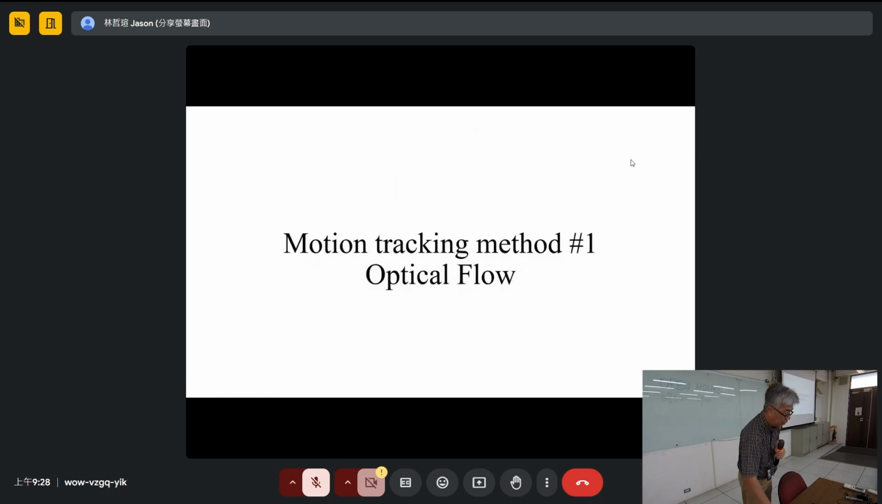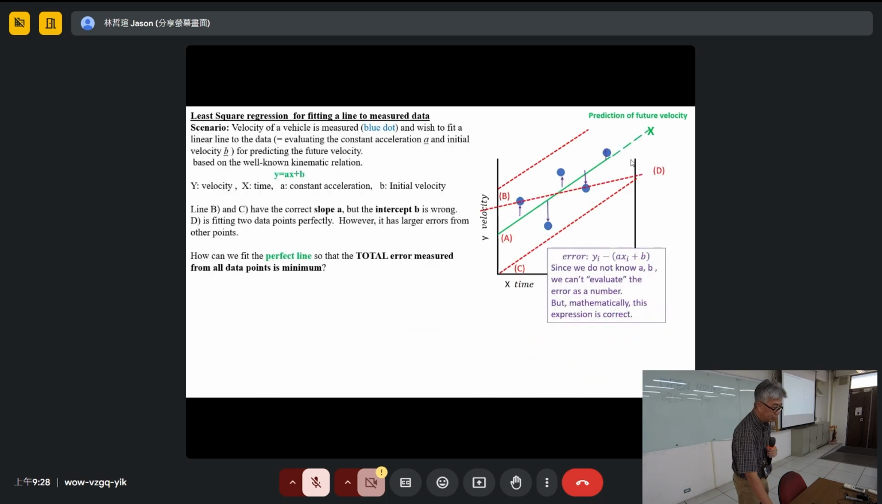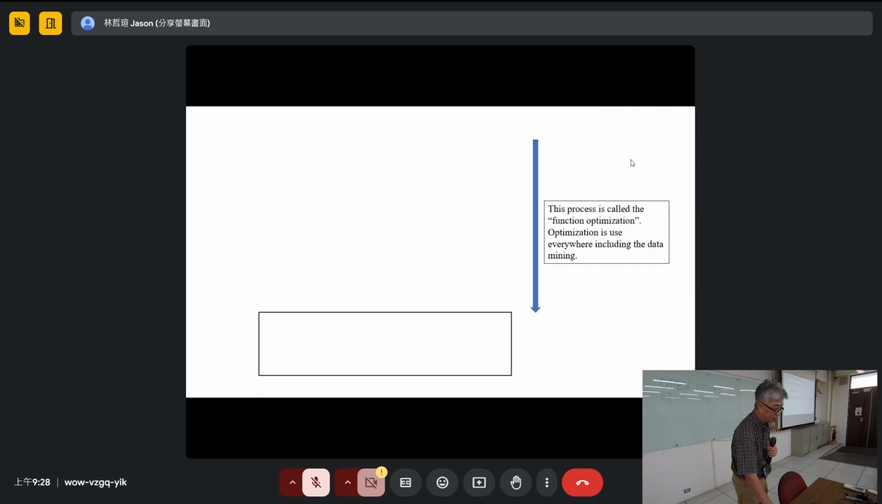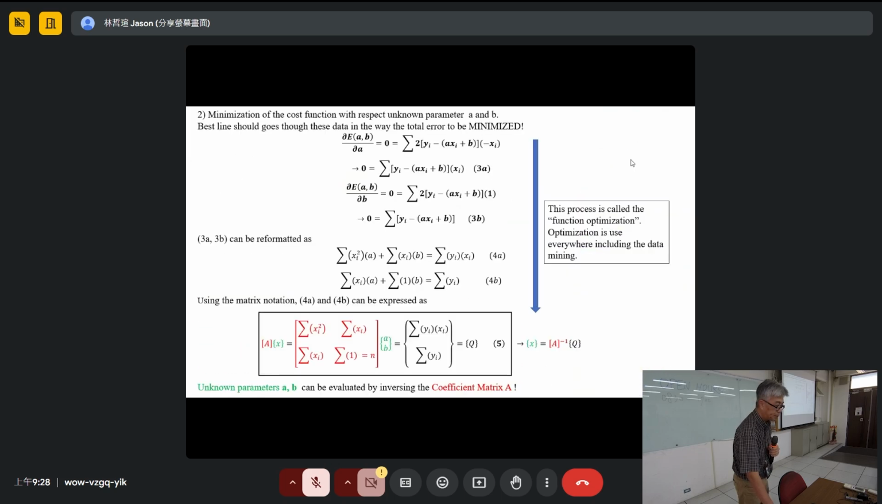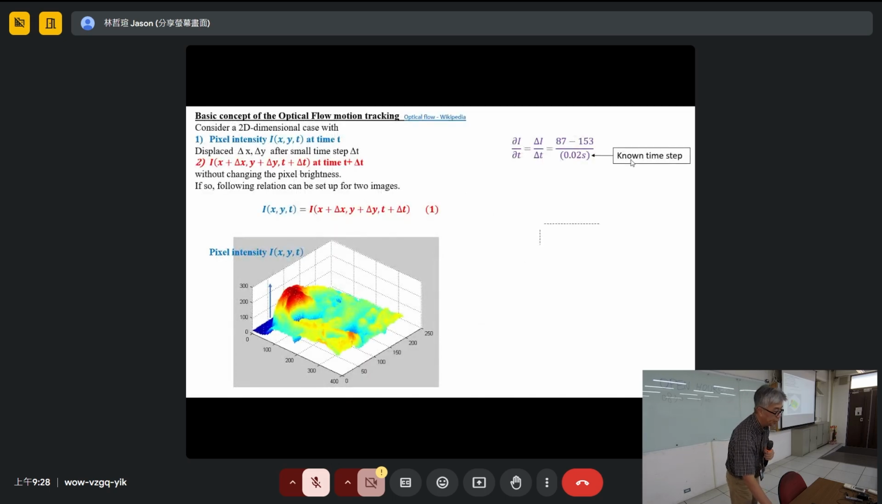So today I'm going to talk about 3 kinds of image tracking algorithm. The first one is called optical flow. The basic idea of optical flow is to try to track the pixel. We don't need to go through this. We talked about it yesterday already, so I will skip this. Optical flow is pixel-based tracking. And we talked about it, right?